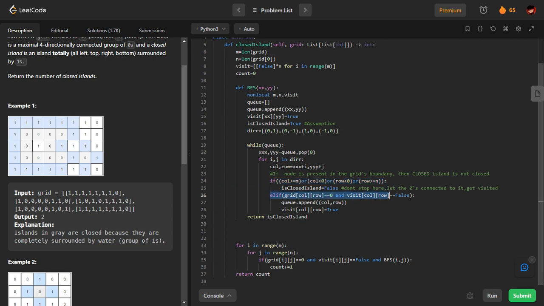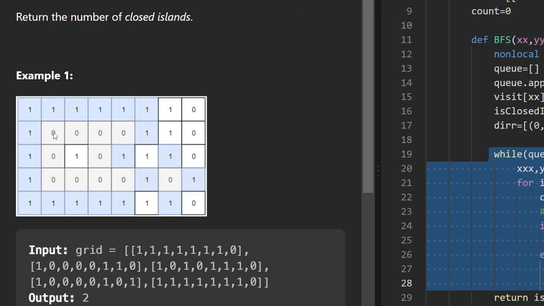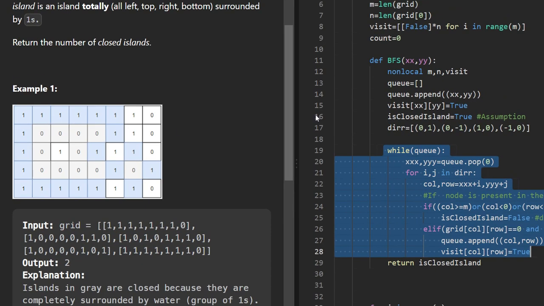If it is not the case, we are checking these conditions. If the node nearby to the triple x and triple y is a land and it's a non-visited one, if visit equals false, we'll be inserting it into our queue, and we'll be making that particular node in the visit array true. This for loop will continue till my queue is empty. For example, I'm starting at this particular zero. All the cells connected to it along the four directions will be visited, and all of them will be marked as true.